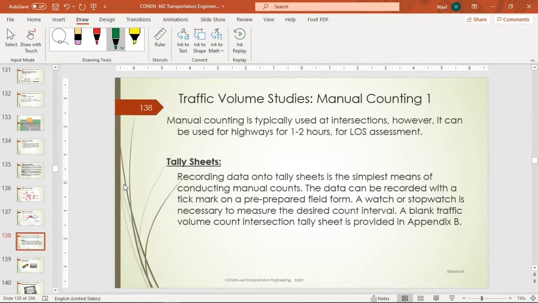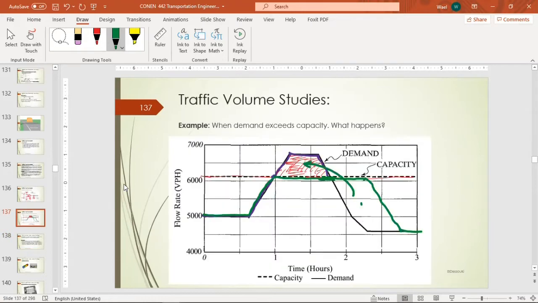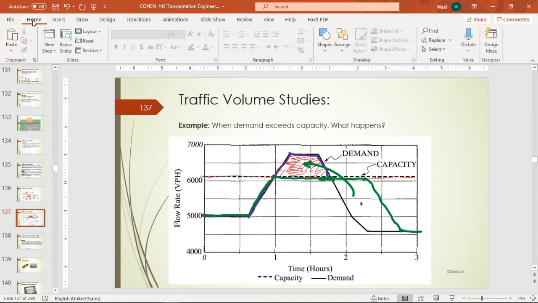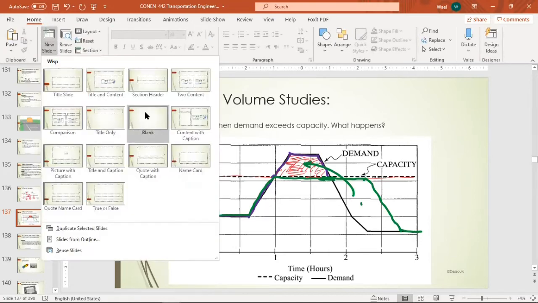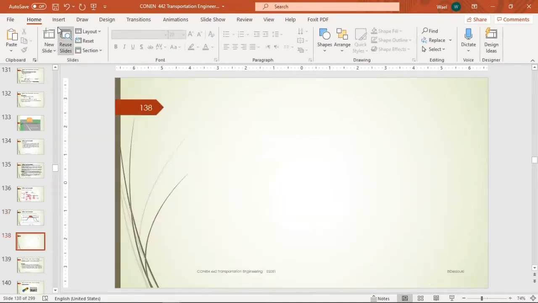So usually when we are doing traffic volume studies, we must be clear on this issue: you cannot put your traffic counters at a point where you are measuring just the capacity. To give you an example, let me give you this example quickly. If we have an intersection, for example, that's an intersection.